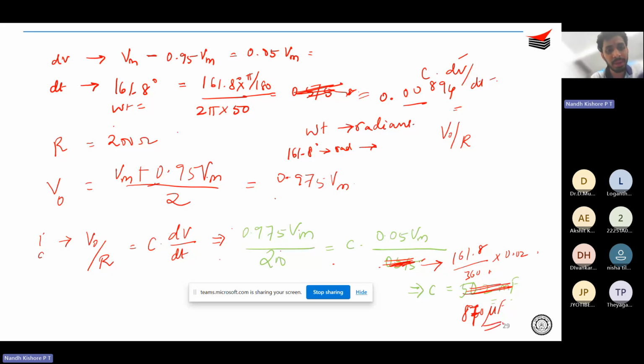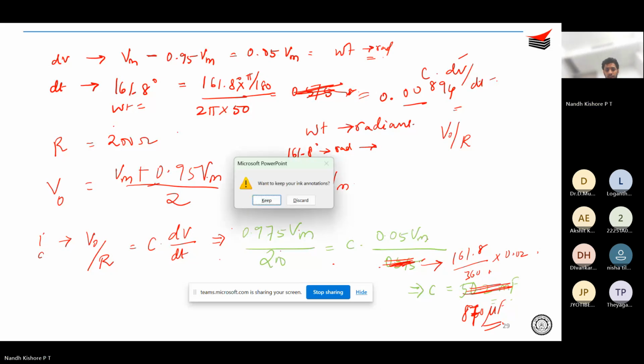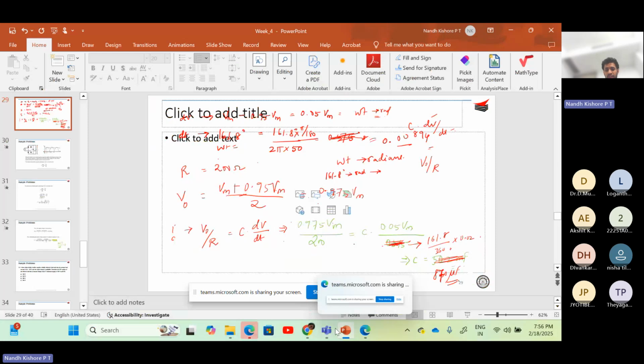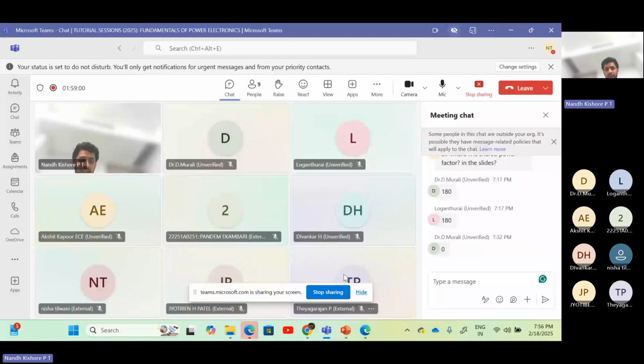Correct. So you cannot directly apply degrees. You cannot write omega t in terms of degrees. Omega t is in terms of radians. So 161.8 into pi by 180 to convert into radians, that divided by whatever is the omega, that is 2 pi into 50. You understood, right? Any doubts in this question, or you want to revisit this question, you can tell me.